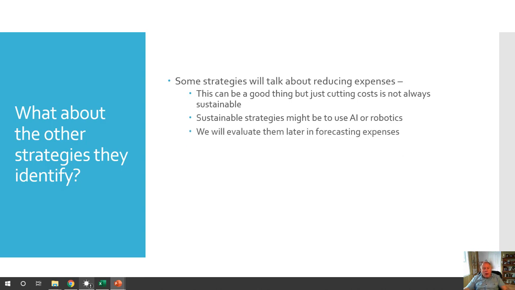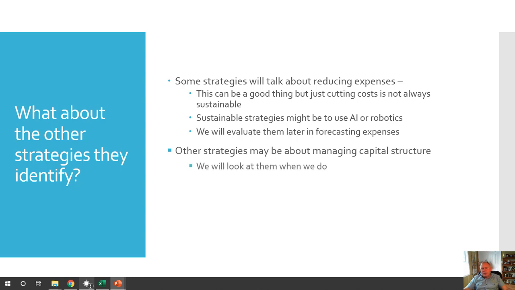Other strategies may be about managing their capital structure to produce certain returns by the way they set up the mix of debt and equity. We're going to take a look at some of them when we do the capital section.